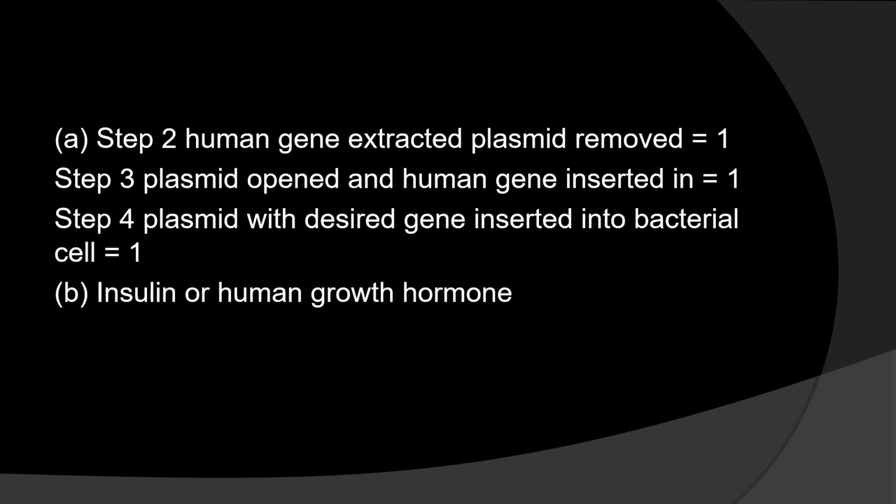So here is your step 2, which we've said. So your human gene was extracted and your plasmid was removed. And then step 3 would have been your plasmid opened and your human gene inserted in. And then you would have your plasmid that has your desired gene inserted into your bacterial cell. And for B, it would be insulin and your human growth hormone.